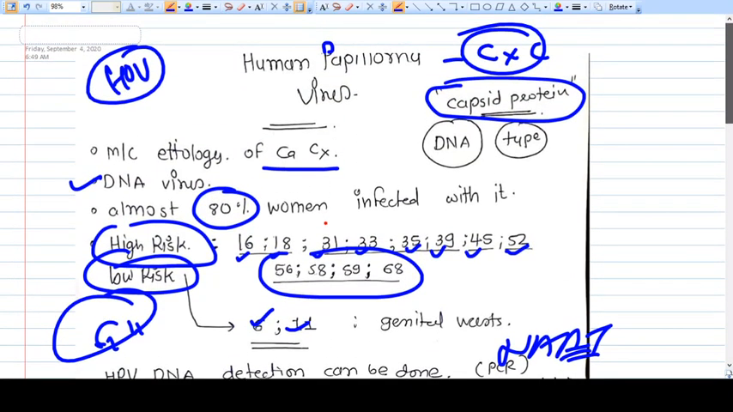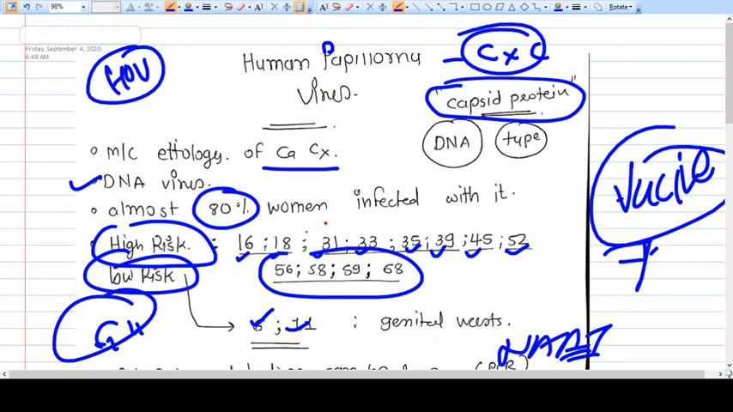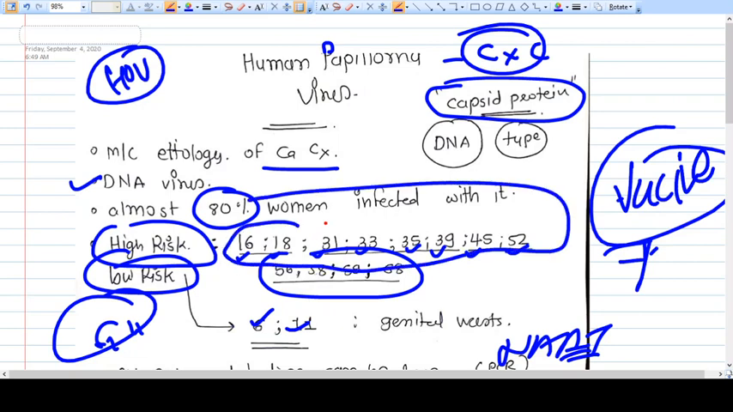And prevention can also be done with the help of vaccines. So vaccines are also developed against those high risk strains. We have 2 different kinds of vaccines available. We will discuss it in the next videos. Right now you need to understand what is HPV and how it causes the CA cervix.